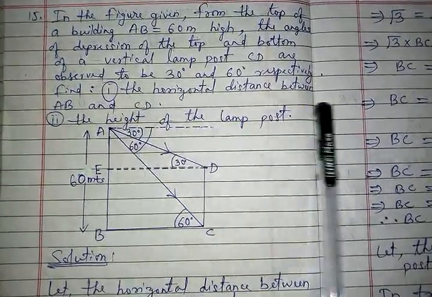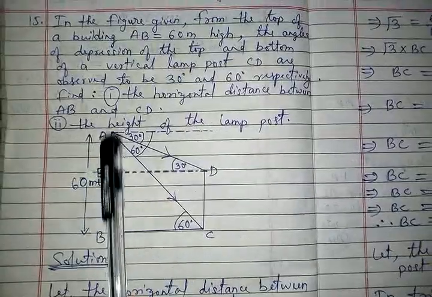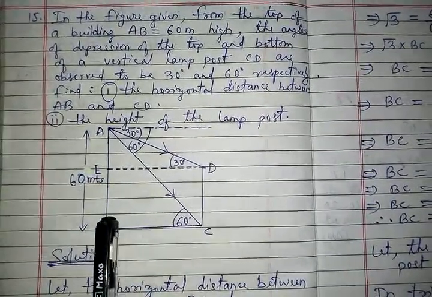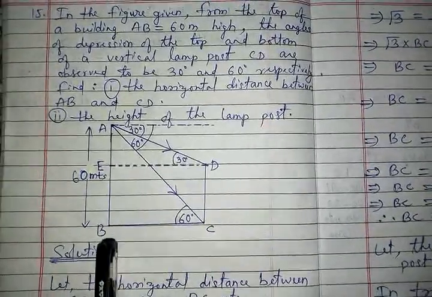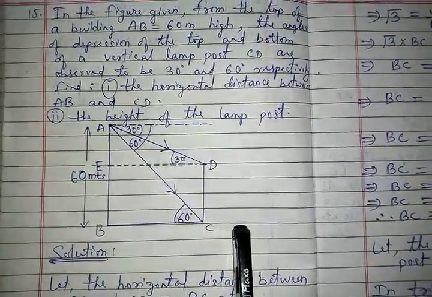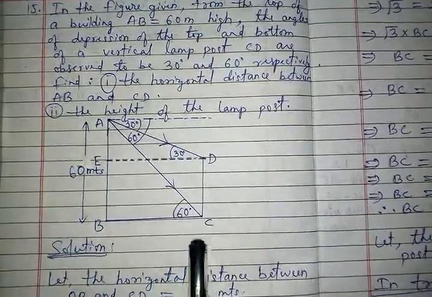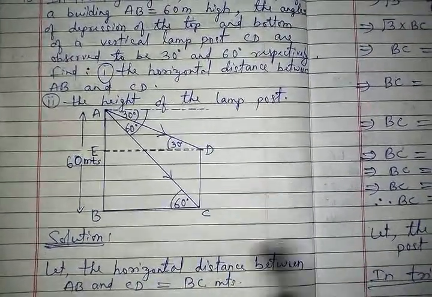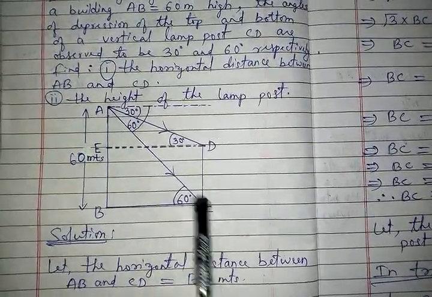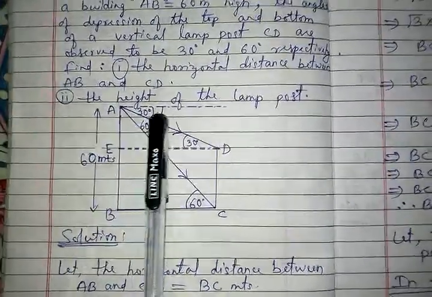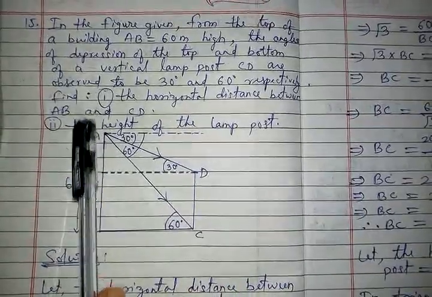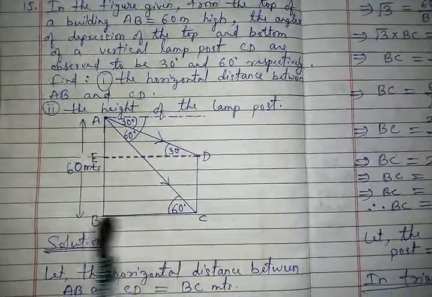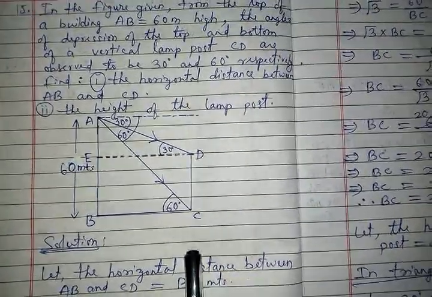So the horizontal distance between AB and CD, AB is here, CD is here. Horizontal distance means the distance between AB and CD will be BC. So we have to find BC, and the height of the lamp post is CD. So we have to find BC and CD. As you all know, one triangle ABC has been formed here, and in this the height of the building is 60 meter. This whole AB is 60. So with the help of 60 we will find BC, but we have to find CD also.